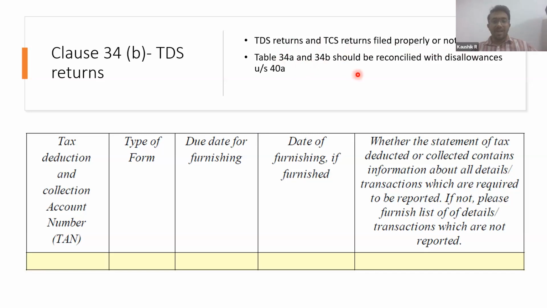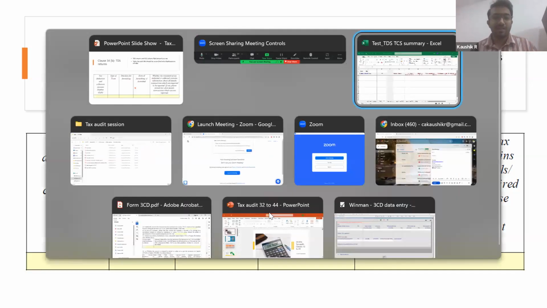Table 34A and 34B should be reconciled with disallowances under section 40. So this is a pointer for what is required. See, just filling this, everybody will do it. But what is needed? What is the background check or the other checks that you should do and keep in the background? That check is this 34A and B reconciliation. Suppose, let us take the example.